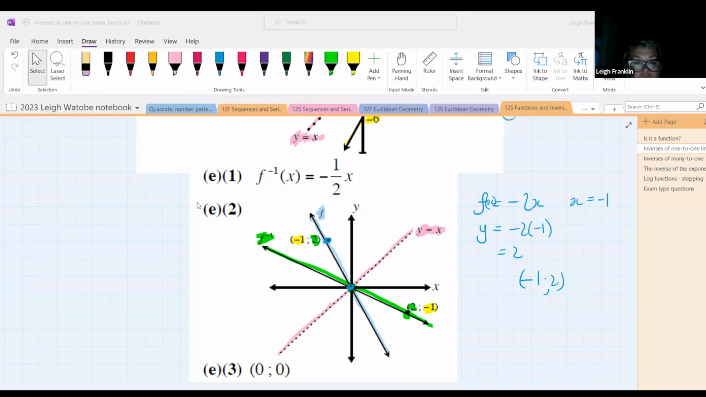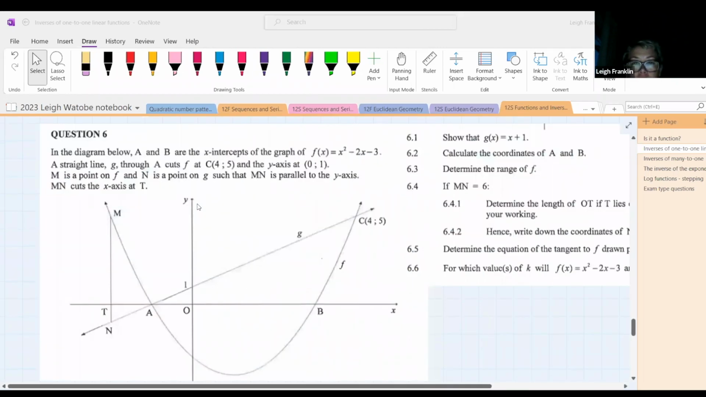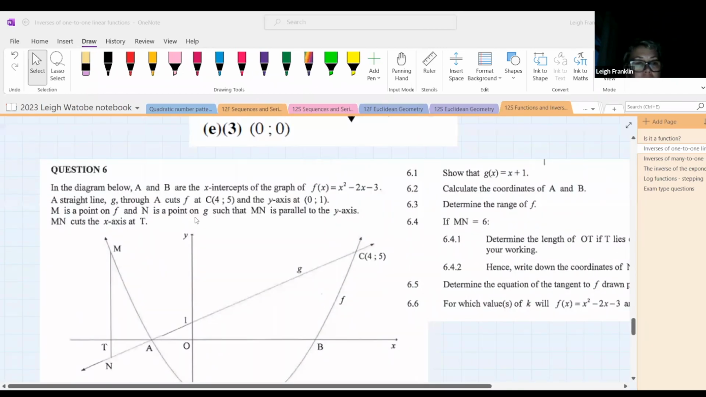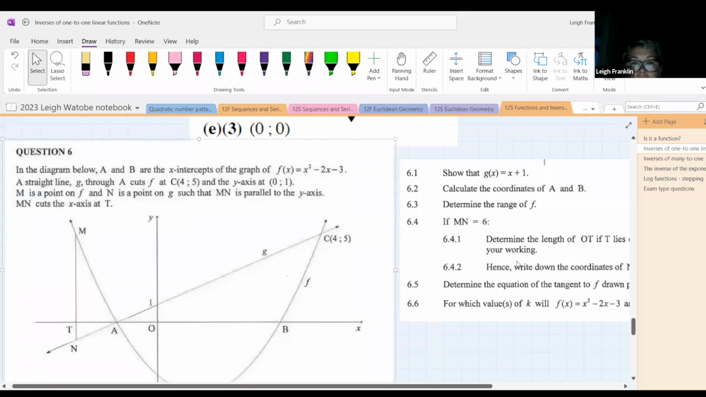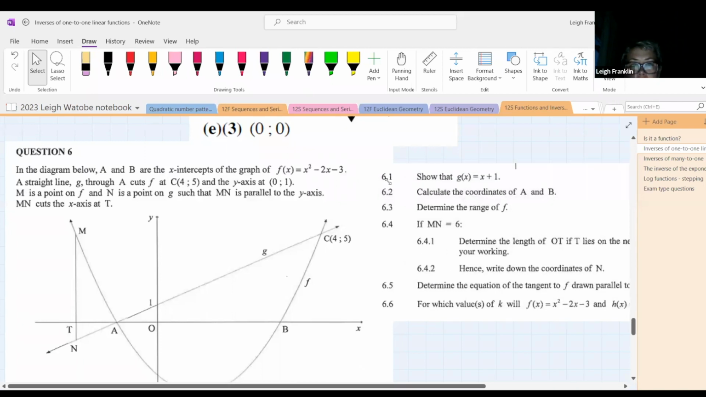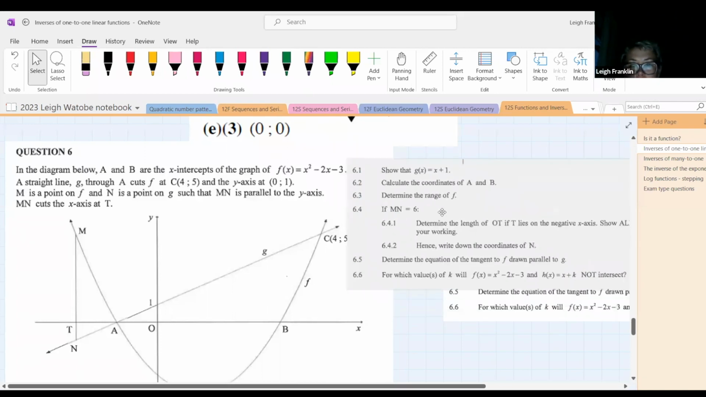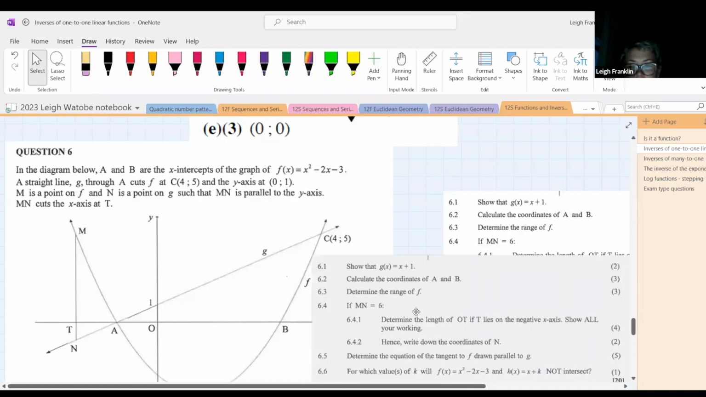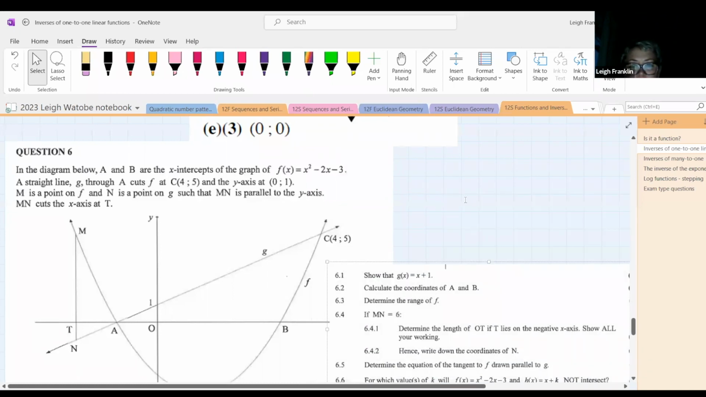Yes, you can do some homework. All right. This will help you. It's not exactly on inverses, but this will help you with functions. So you can take a screenshot of that.